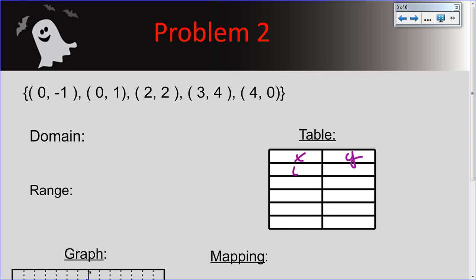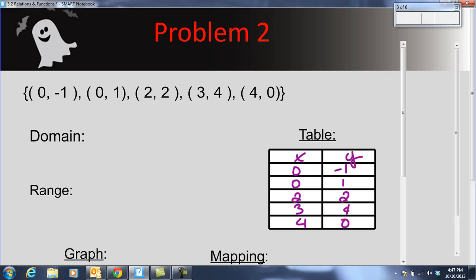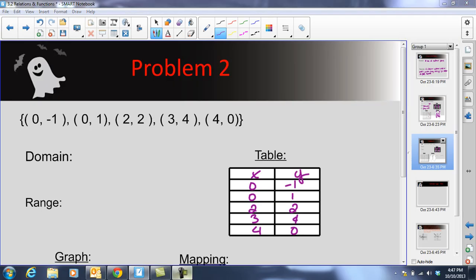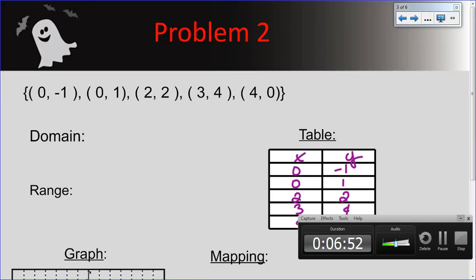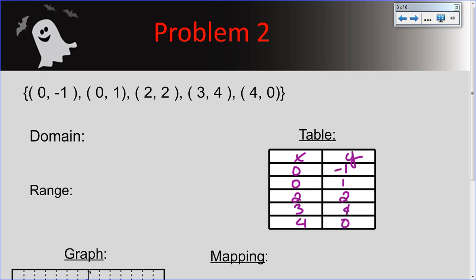So my first problem is 0, -1. Then I have 0, 1. Then I have 2, 2, 3, 4, and 4, 0. So now, from here, I have them all listed out in a nice, pretty little ordered pair. And I've written it in a table. And so now I can look at my table, and I can pull out my domain and my range.